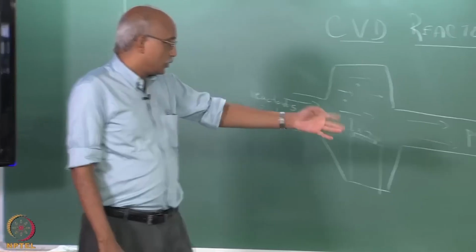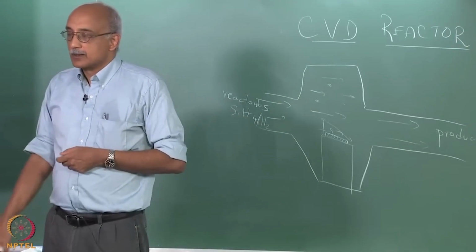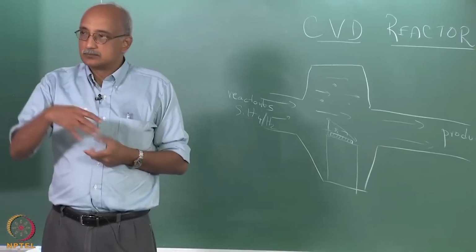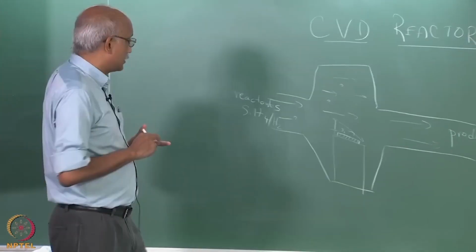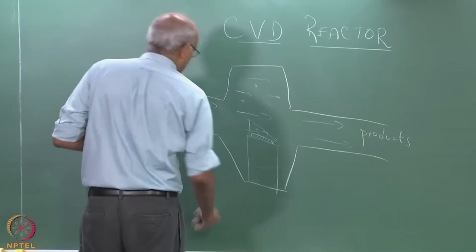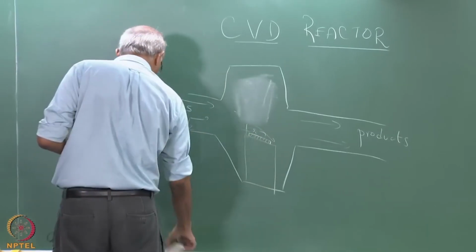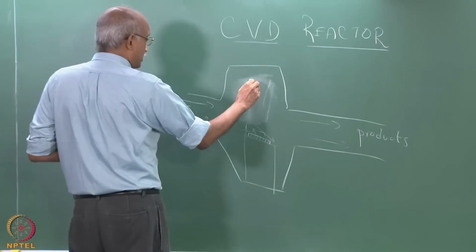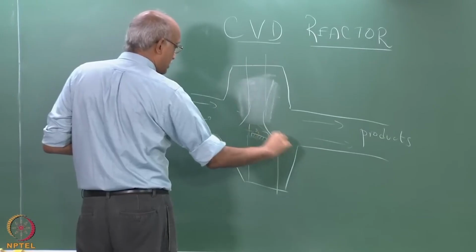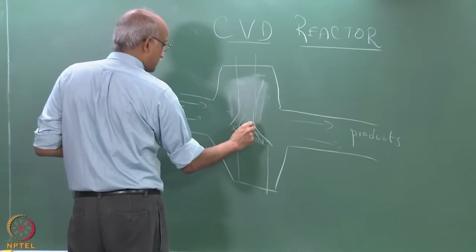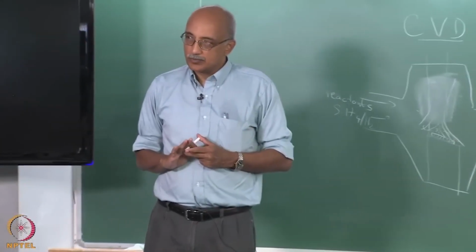Suppose you do not have to flow the reactants left to right, in other words parallel to the substrate. Suppose you could flow it vertically, would that help? So, for example, if instead of this type of flow configuration, supposing you were to introduce the gas this way and essentially achieve a stagnation point flow, would that be preferable?